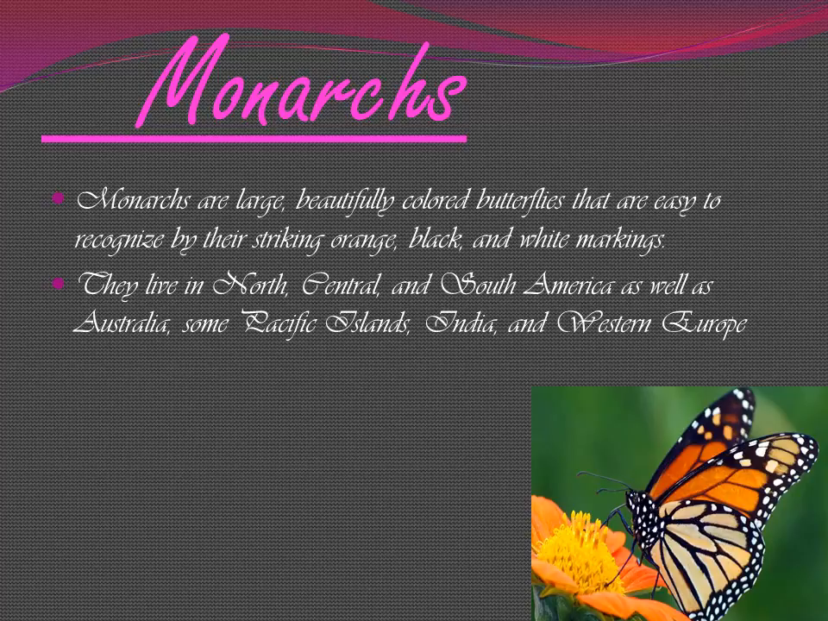His research on monarchs. Monarchs are large, beautifully colored butterflies that are easy to recognize by their striking orange, black, and white markings. They live in North, Central, and South America as well as Australia, some Pacific islands, India, and Western Europe.